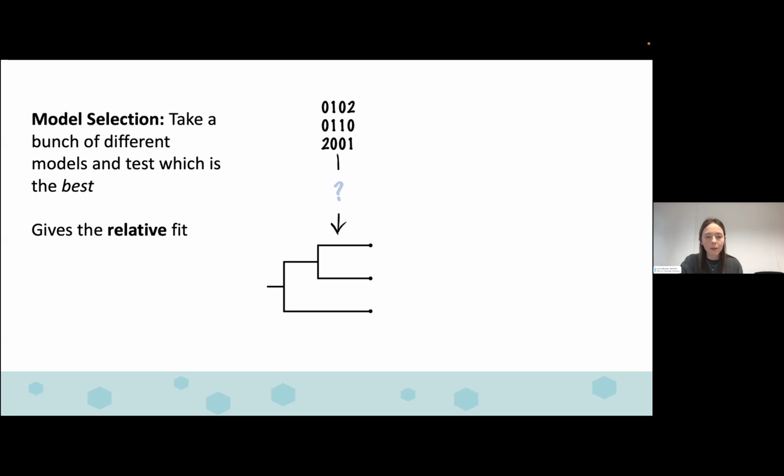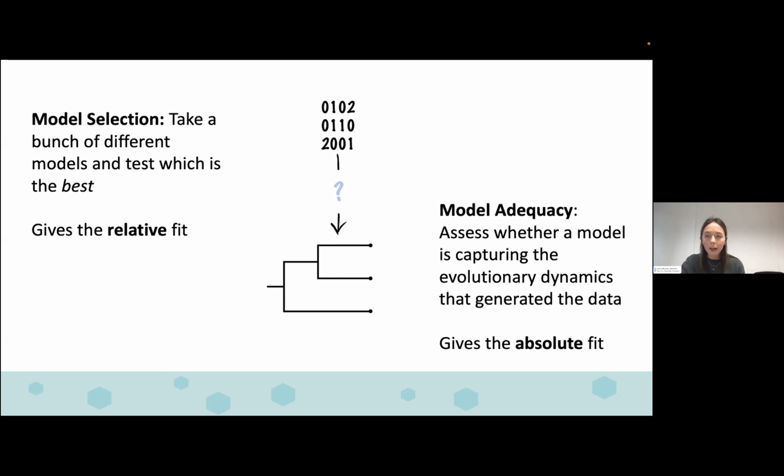There are also some other issues with model selection that I'll get into quickly at the end, but basically we wanted to take a model adequacy approach to figure out what's the absolute fit of a model to our data set. We also thought this was quite important for morphological data because all the different alignments are quite bespoke, right? They're made by a couple of individuals, and we weren't sure that one quite simplistic model would always fit all these different data sets. So we wanted to know, are any of the models actually doing a good job at fitting our data at all?